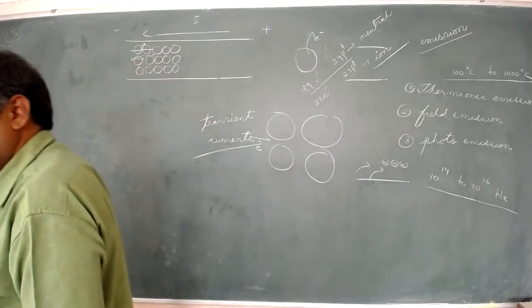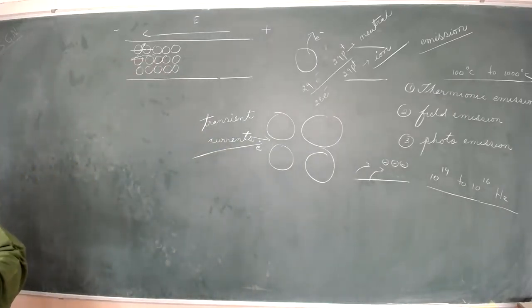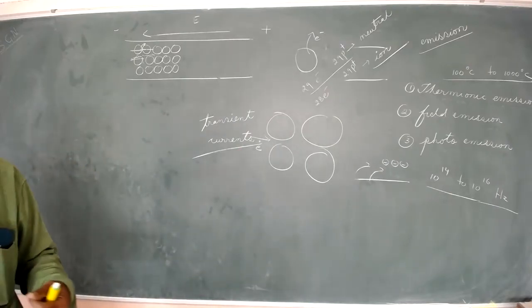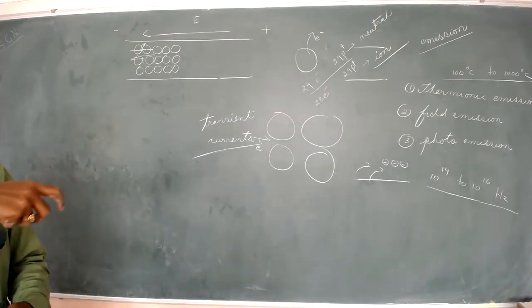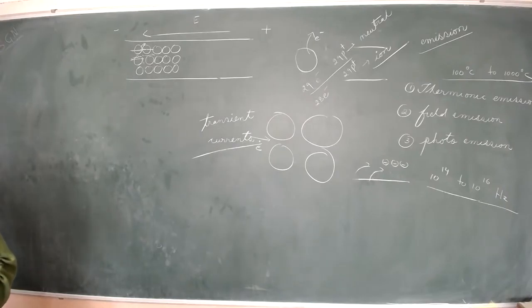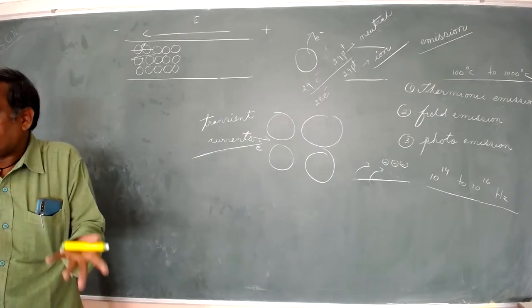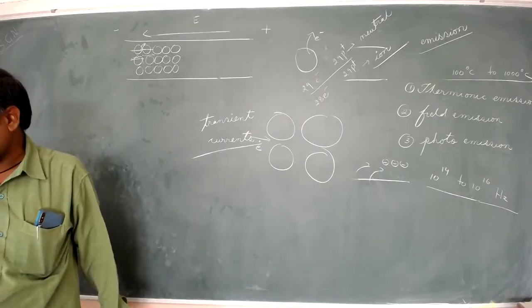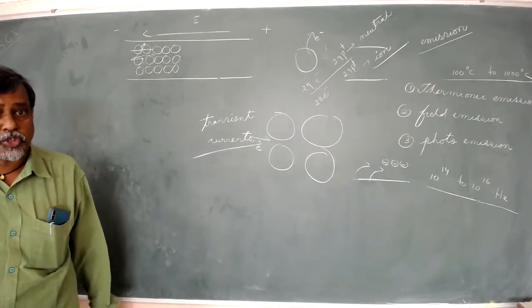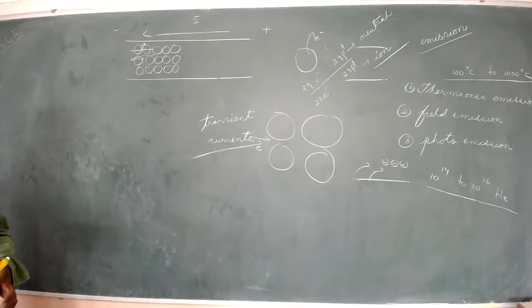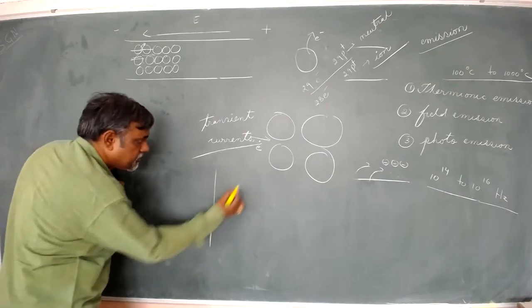Are you getting my point? The electrons will be showing so many collisions. It will be colliding with the positive ion, coming back, again colliding, coming back, again colliding, coming back, but will not get absorbed. Even the positive ion cannot do anything, but it will try to stop the motion of the electron. So after having so many collisions, look at this.